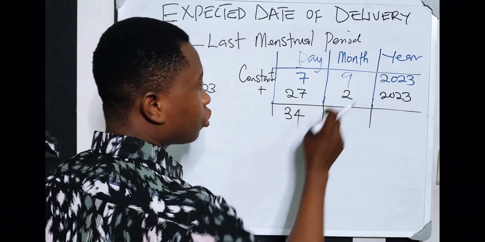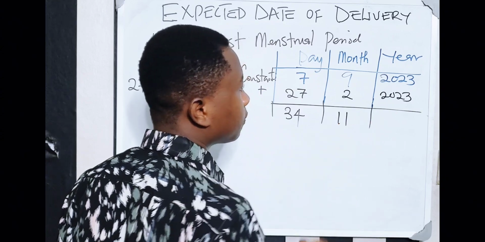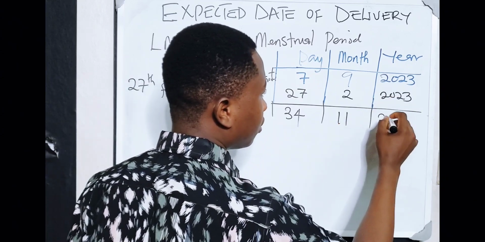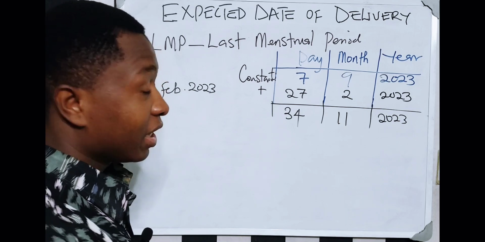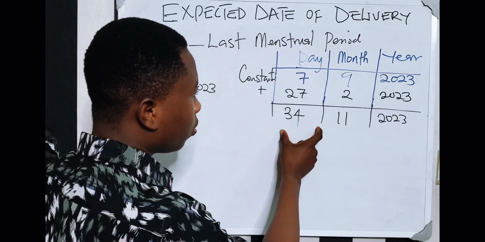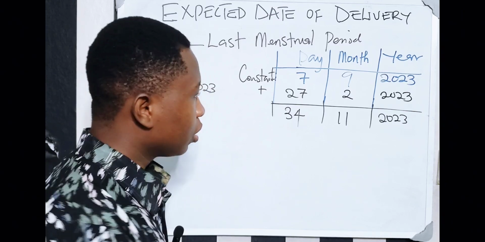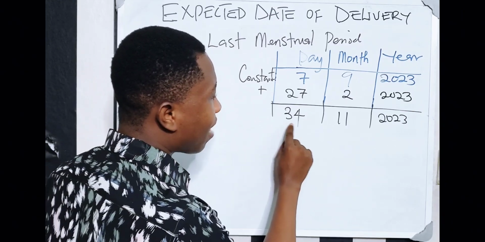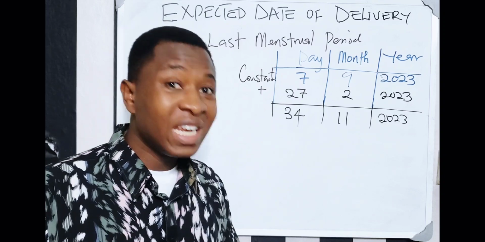Okay, 9 plus 2 will give you 11. Then you bring down your year 2023. Okay, now we have a little challenge here because we only have an average of 30 days in a month. So we cannot have this figure here, 34. There is no 34th of any month.